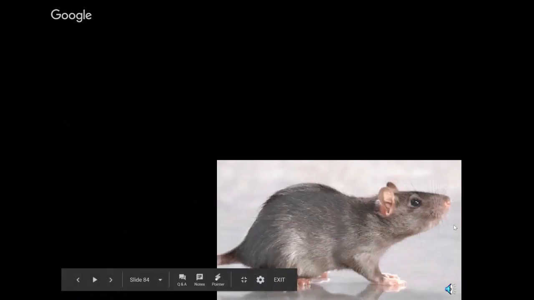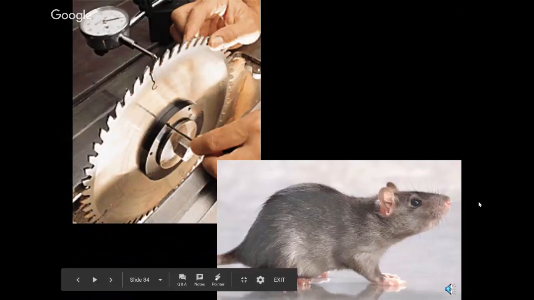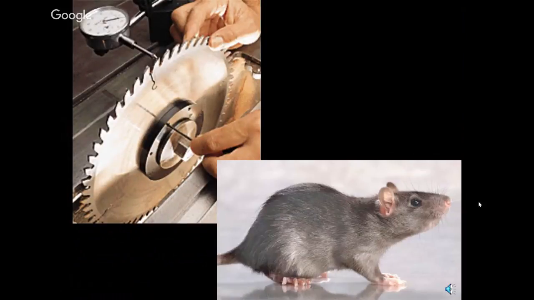Okay, that's a rat, and that's a saw blade. Let me explain. Rats' teeth have really cool technology built into them. Here's how it works. On the outside of a rat's tooth is very hard. It's almost like a ceramic. The inside of their teeth is actually very soft. So what happens when the rat bites on things is the soft part wears away, but the ceramic part stays there, and the net result is the teeth always stay sharp.